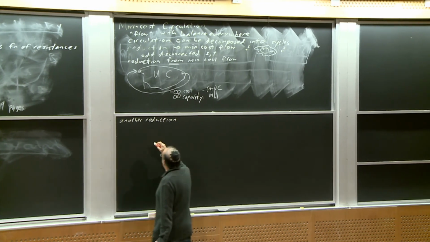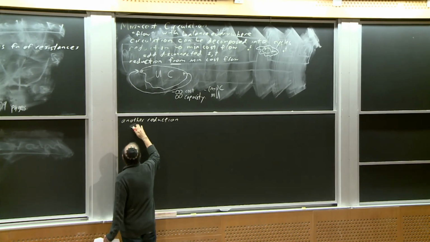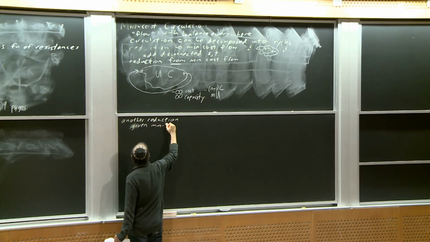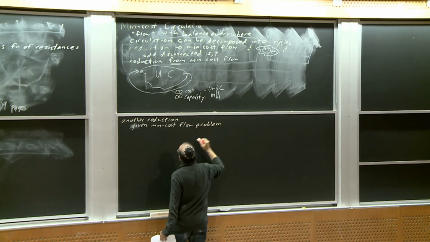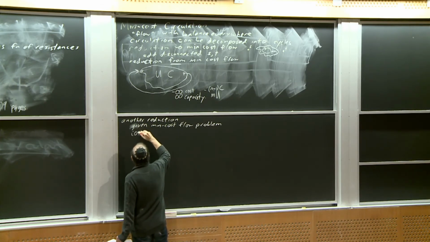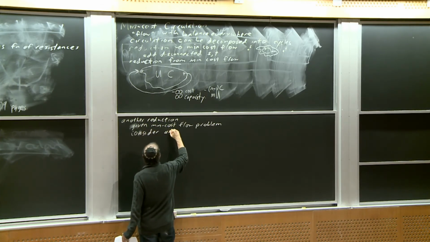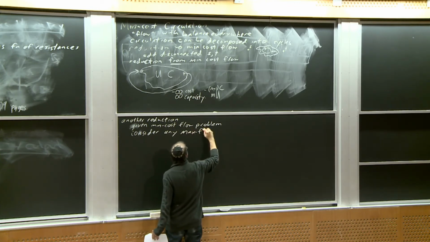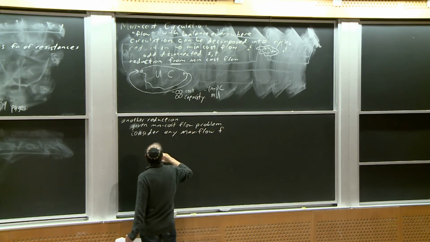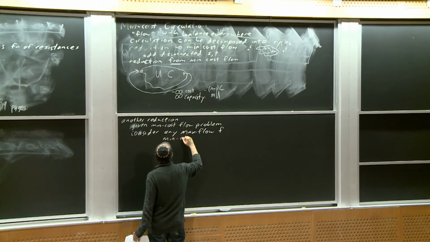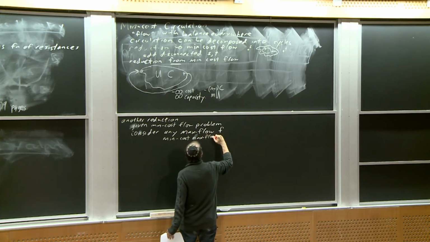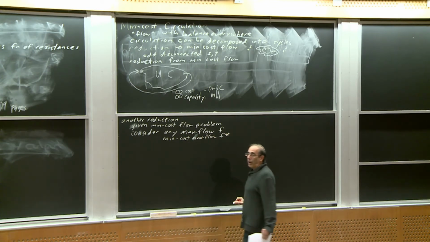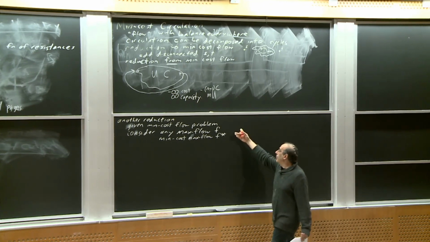Okay. The idea is, given a min-cost flow problem, let's just consider any old flow. Max flow, rather. And also let's consider the min-cost flow, which is also a max flow, F star. Okay. We know how to compute a max flow.